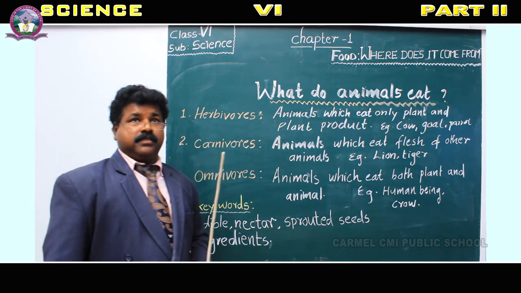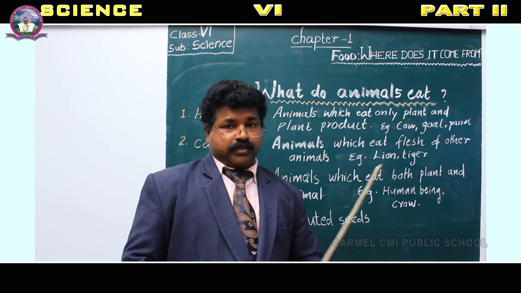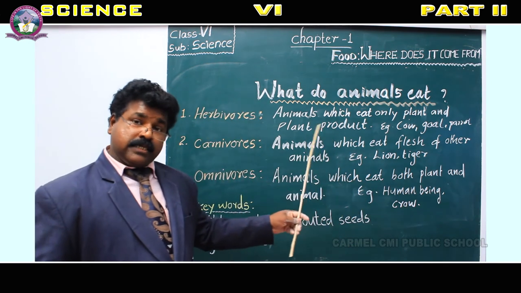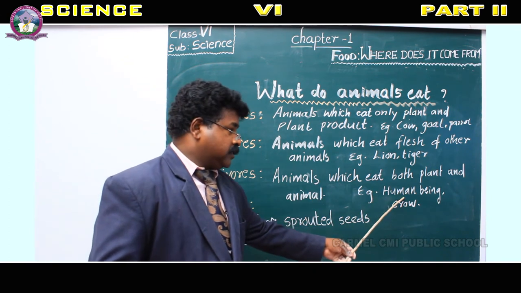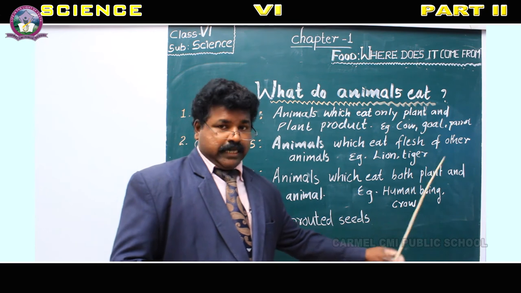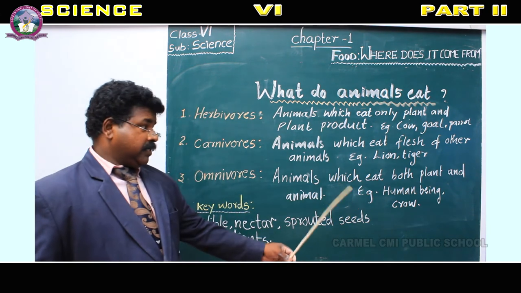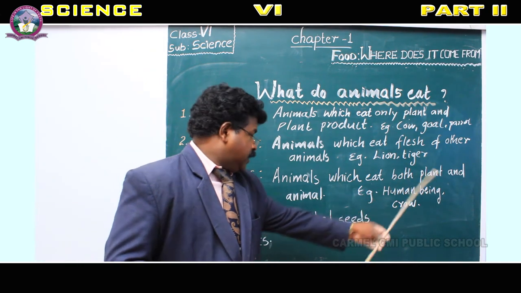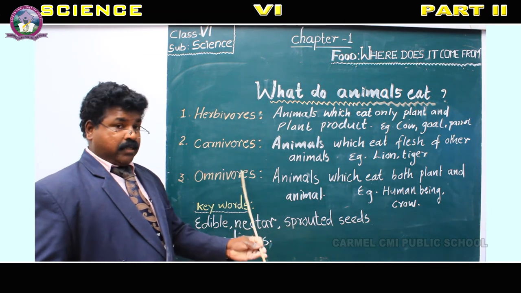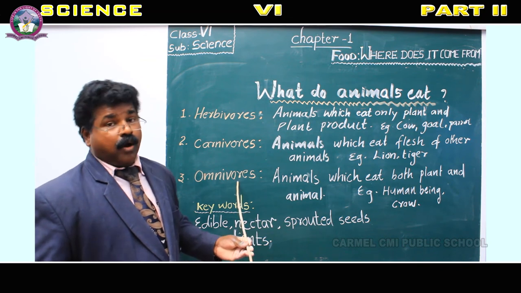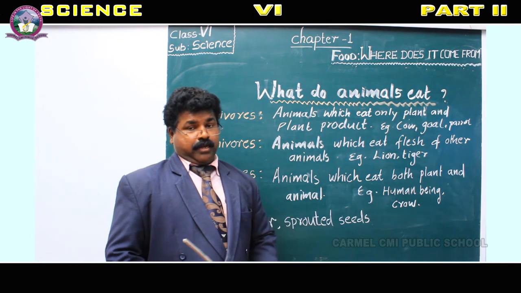Now let us come to the next point, that is omnivores. There are a group of animals in our surroundings, including us, who eat many kinds of food items, especially plant food as well as animal food. Examples for such animals are human beings, crow, bear, etc. Two examples are given here. You may collect more examples. The animals which eat both plant and animal are called omnivorous animals, or in short, omnivores. So omnivores eat both types of food item.